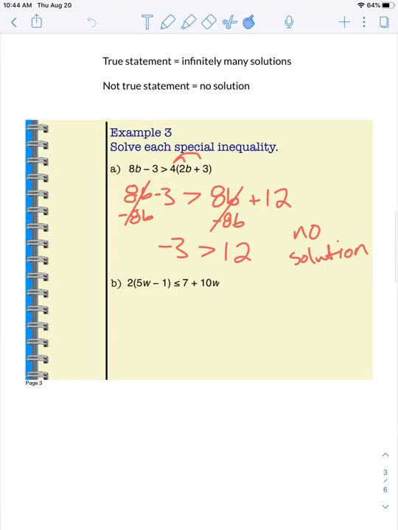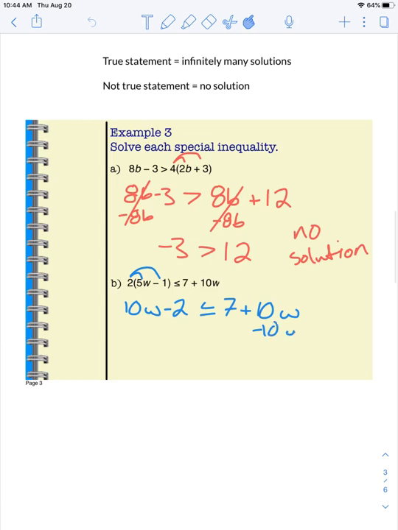All right, part B, I have 2 times 5w minus 1 is less than or equal to 7 plus 10w. I see a number outside parentheses. Instinct says to distribute. So 2 times 5w is 10w. 2 times negative 1 is negative 2. Less than or equal to 7 plus 10w.